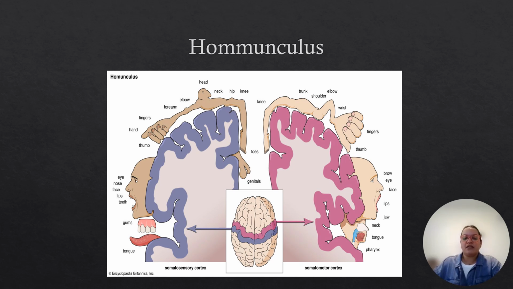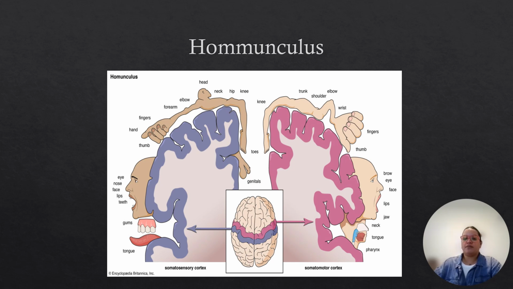However, if you look at the sensory cortex on the left, you see that the head is here, but you don't see it on the motor cortex. And that's because there are no muscles in the back of the head. However, there are sensory fibers in the back of the head. That's why you have it on the sensory cortex, but you don't have it on the motor cortex.